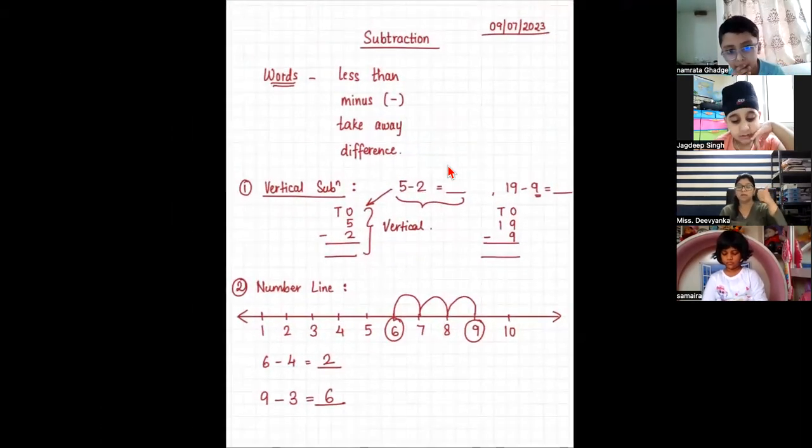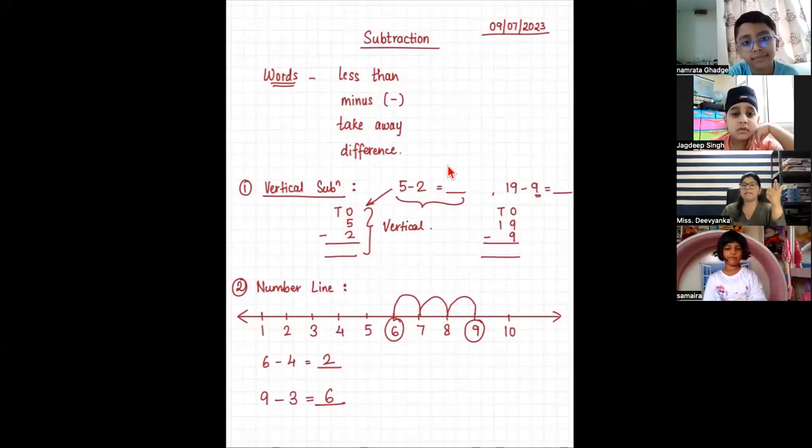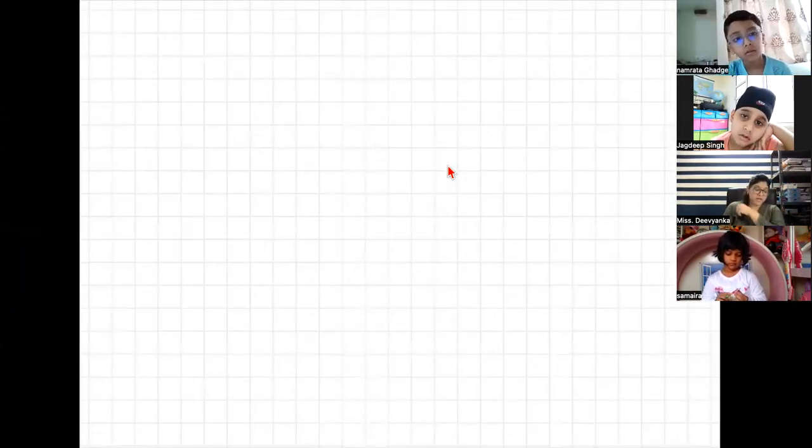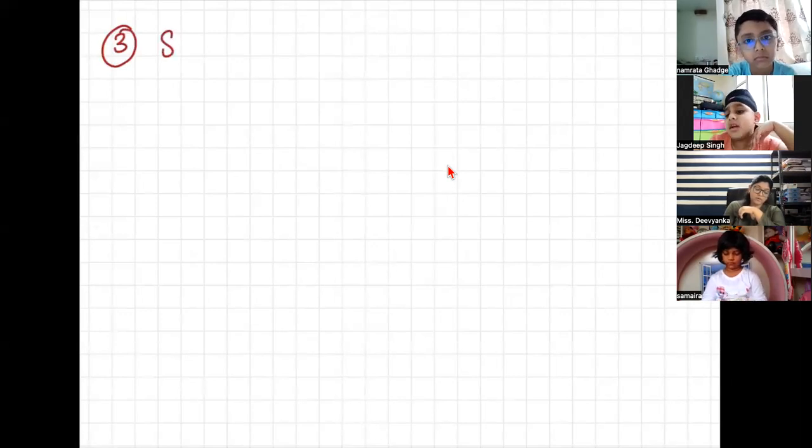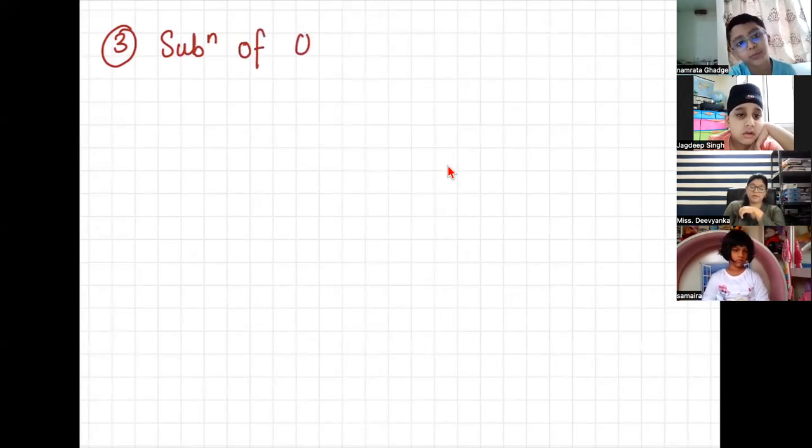Are both the methods clear? First, writing it vertically to solve it, and second one is using a number line to solve it. Now the third is to understand what happens if you do subtraction of 0. Ma'am, should we write it? No, darling, I told you not to write.